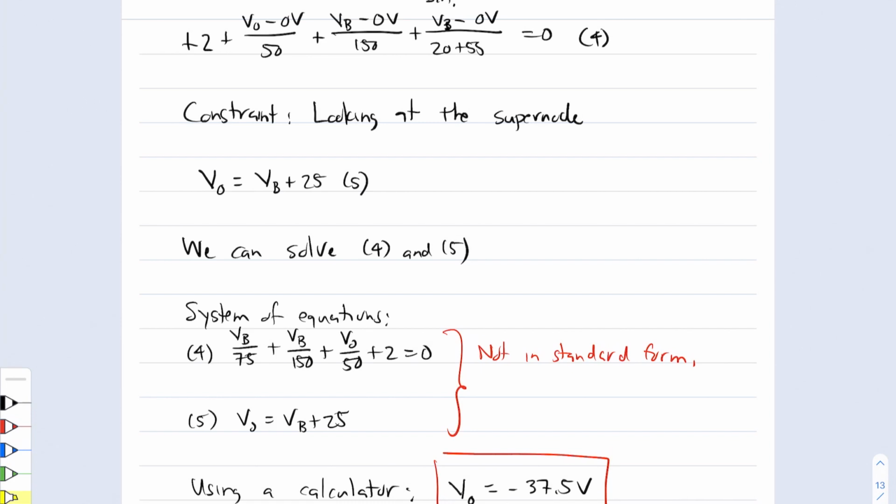All right, this will take care of the supernode. Thanks for watching, and then we'll continue talking about other methods of circuit analysis. In particular, the next section is on a new method.